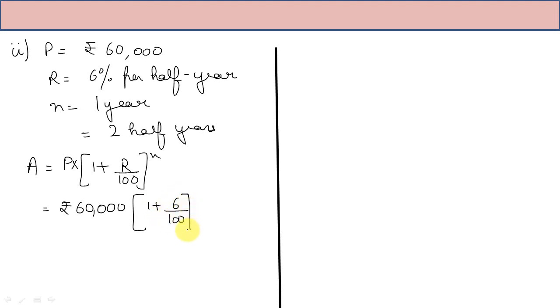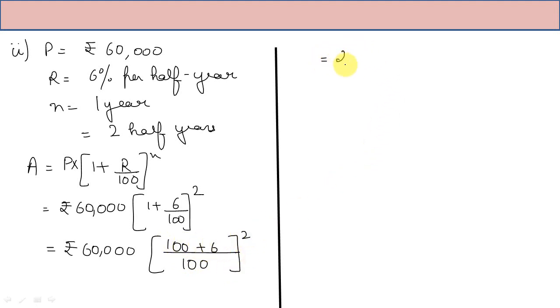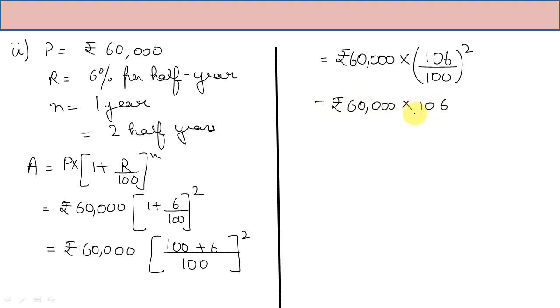Now let's solve the inside of the bracket. That means let's take the LCM. It will be 100 plus 6 upon 100, raised to the power 2. This is equals to rupees 60,000 into 106 upon 100 raised to the power 2. 100 plus 6 is 106. Now let's open the bracket. It will be 60,000 into 106 upon 100 into 106 upon 100.